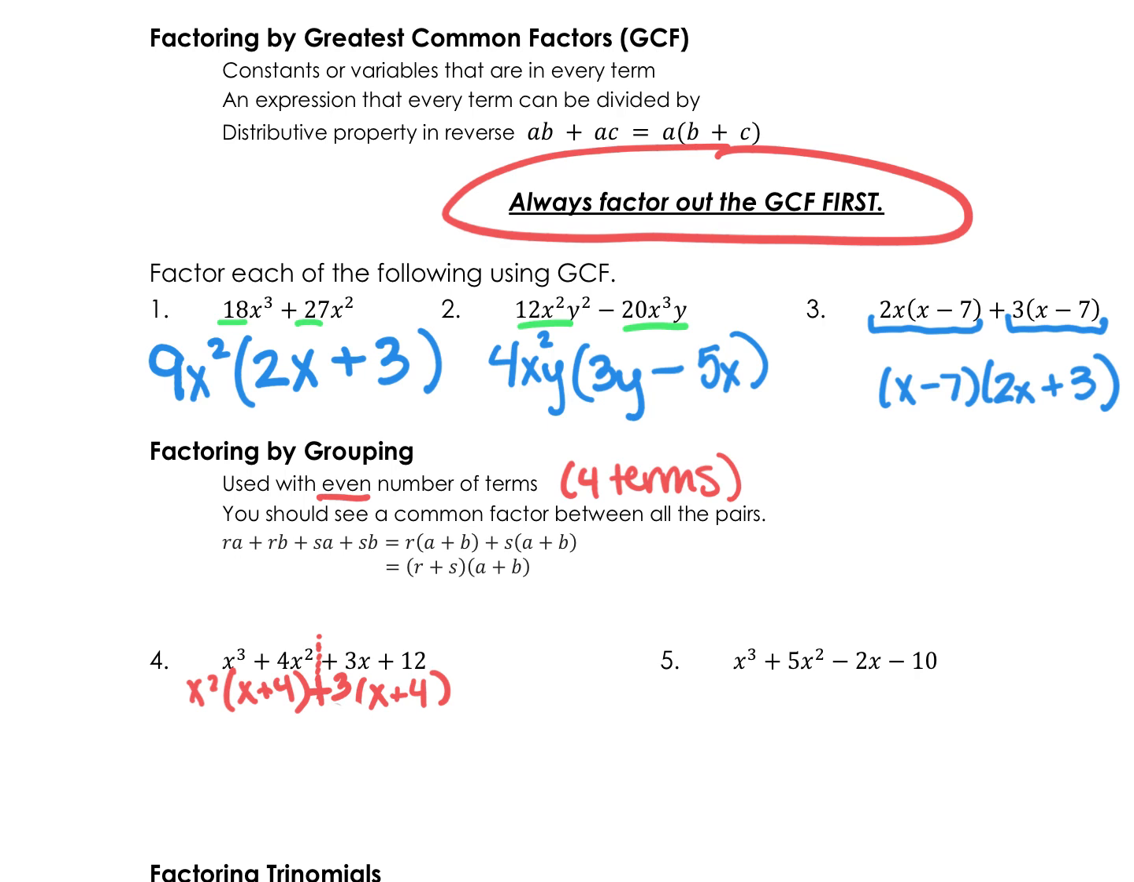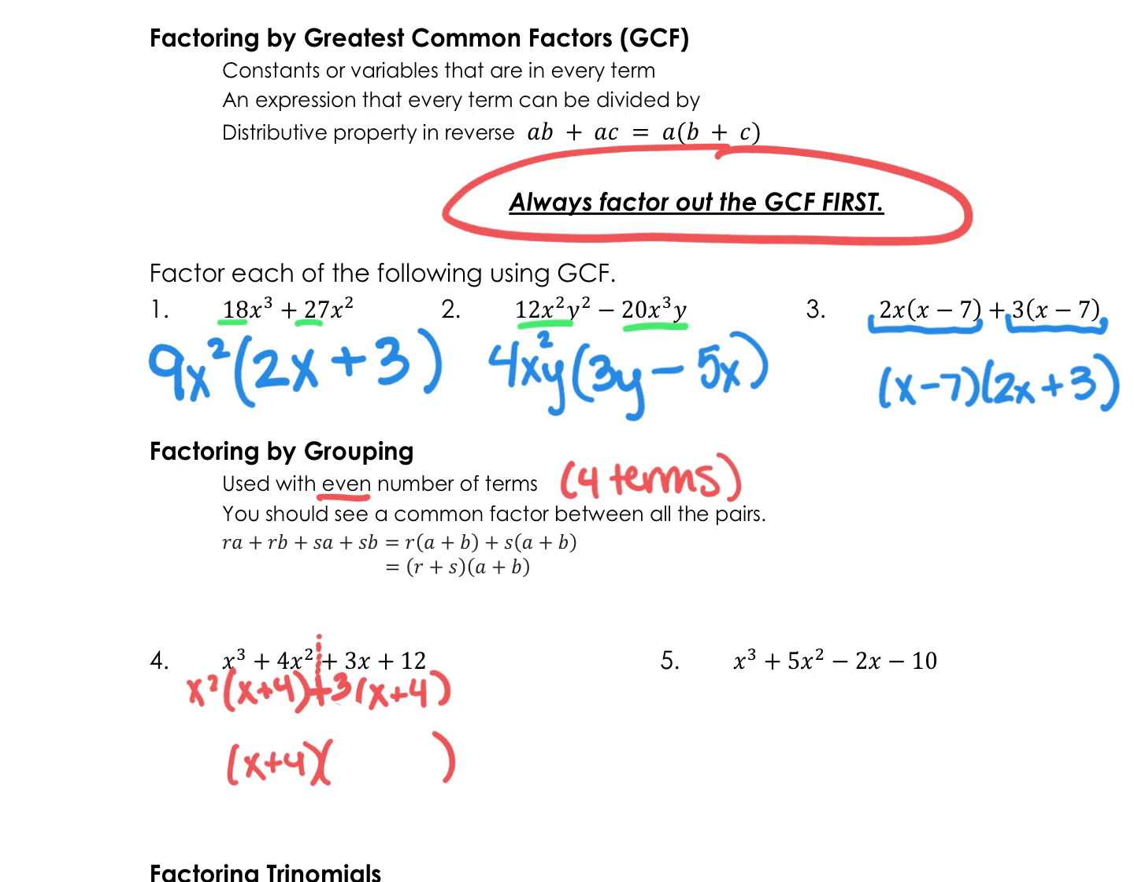And what do these 2 terms have in common? I just talked about it a second ago. What do they have in common? Pretty obvious, right? They both have x plus 4. So we need to pull out that x plus 4. And then we need to write what we have left in parentheses when we pull out an x plus 4.